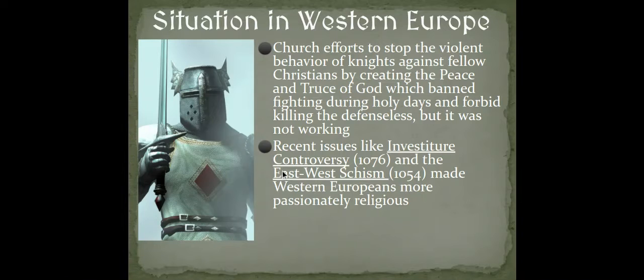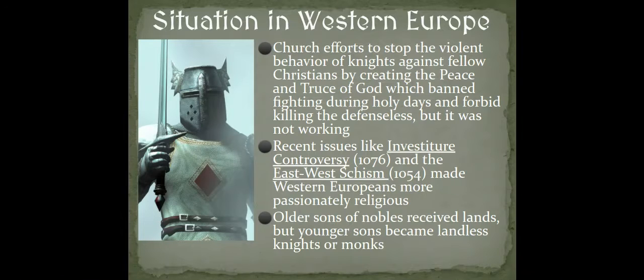Another issue is the East-West Schism of 1054. The Eastern Christians follow the Patriarch in Constantinople, whereas Western Christians follow the Pope in Rome. And in 1054, they both excommunicate each other. There's a hard division between the Western Catholic Church and the Eastern Orthodox Church. And both of these make Western Europeans more passionately religious. It ramps up this interest in religion.